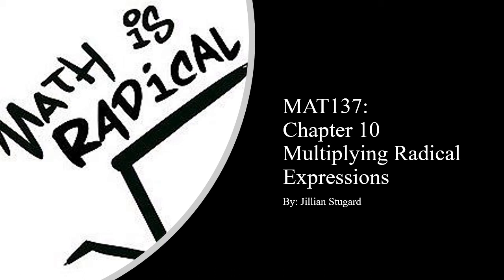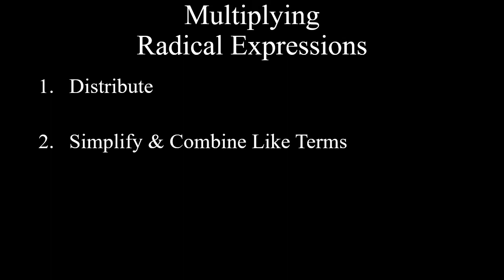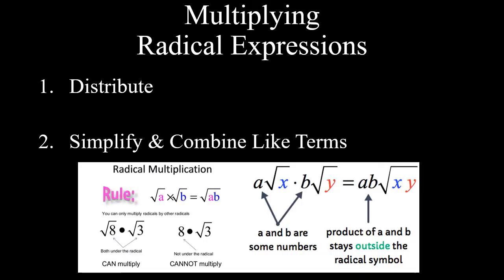Okay, so today we're going to jump right into multiplying radical expressions. Basically, when we multiply, we're going to do two things. We're going to distribute and then simplify and combine like terms. And when you're multiplying radicals, there are some rules you should know. Anything that is already underneath a radical, you can multiply together, as long as the index is the same.